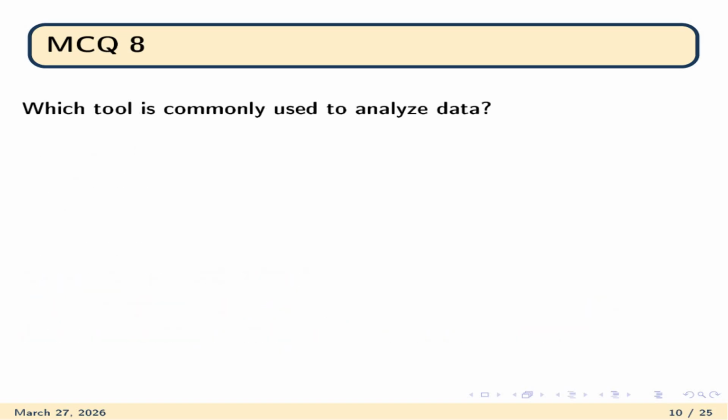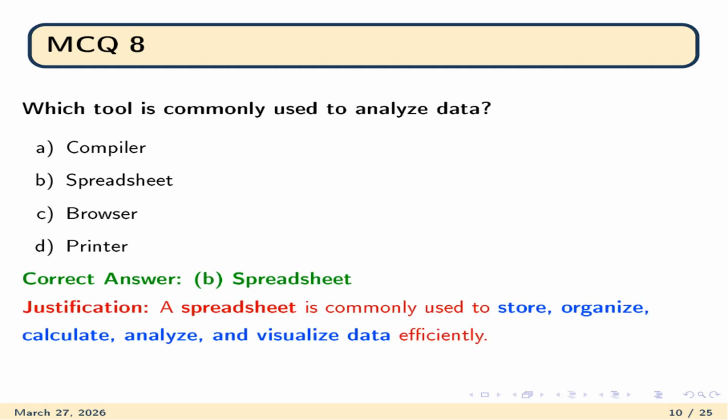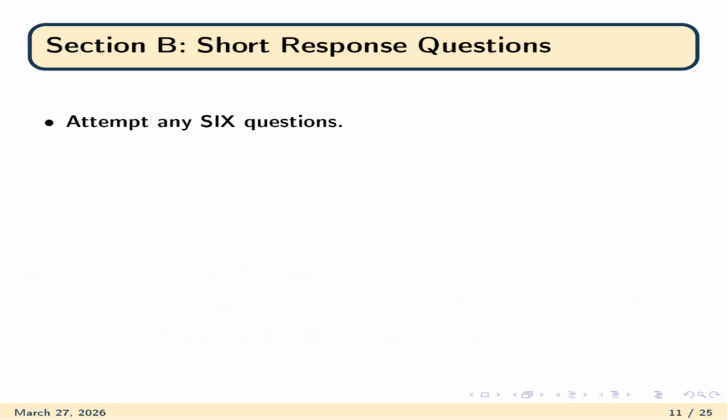Question number 8. Which tool is commonly used to analyze data? Compiler, spreadsheet, browser, or printer? The correct option is spreadsheet. A spreadsheet is commonly used to store, organize, calculate, analyze, and visualize data efficiently.